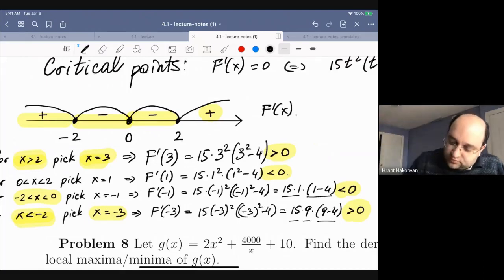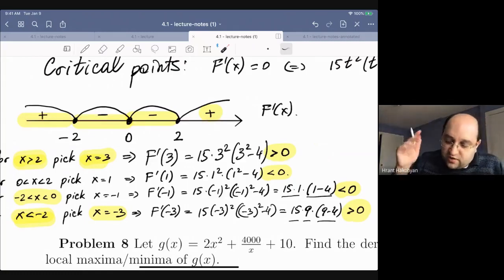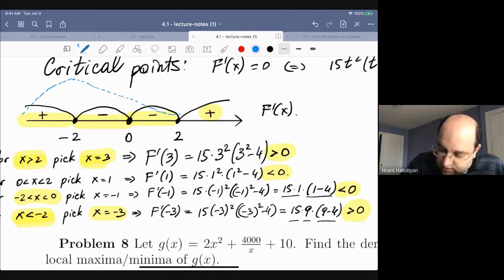the derivative of the function is positive, negative, negative, positive. So if I could sketch how my function would look, it would be increasing here, right? Then it would be decreasing there. Then it would be still decreasing there. And then starting from here, it would be increasing. Okay? So what does that mean for this point here?